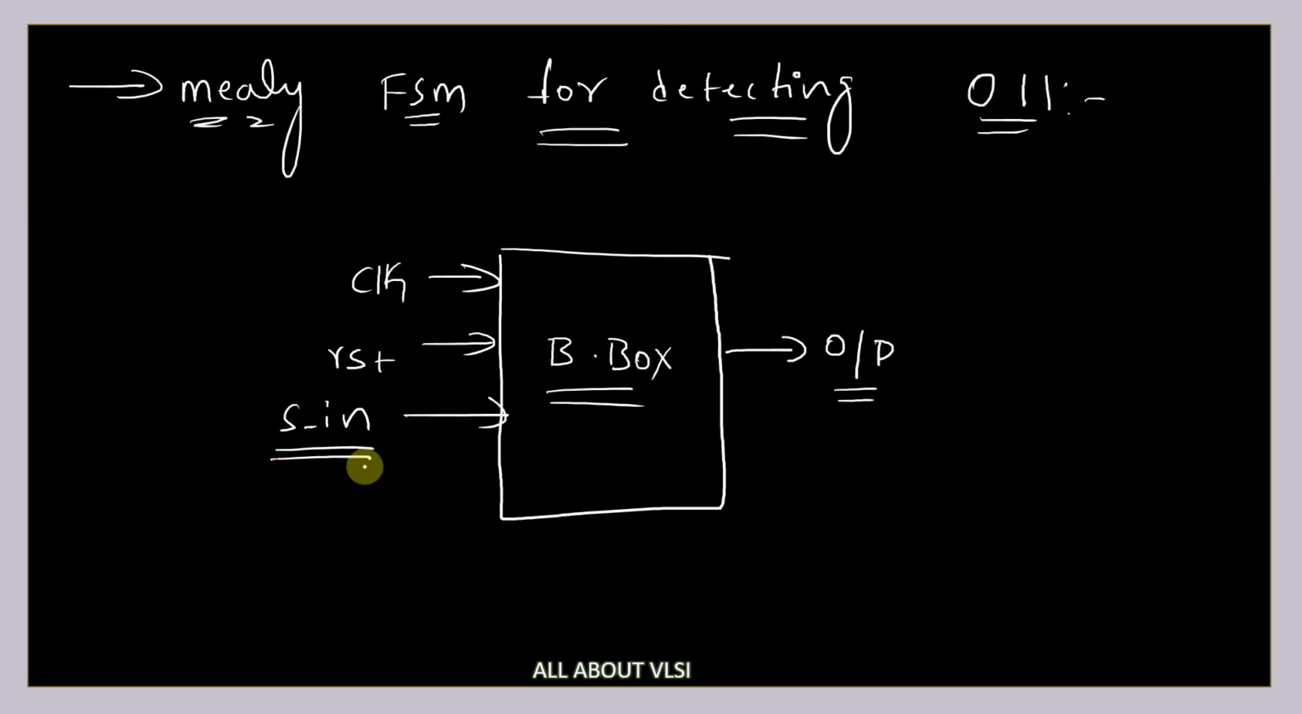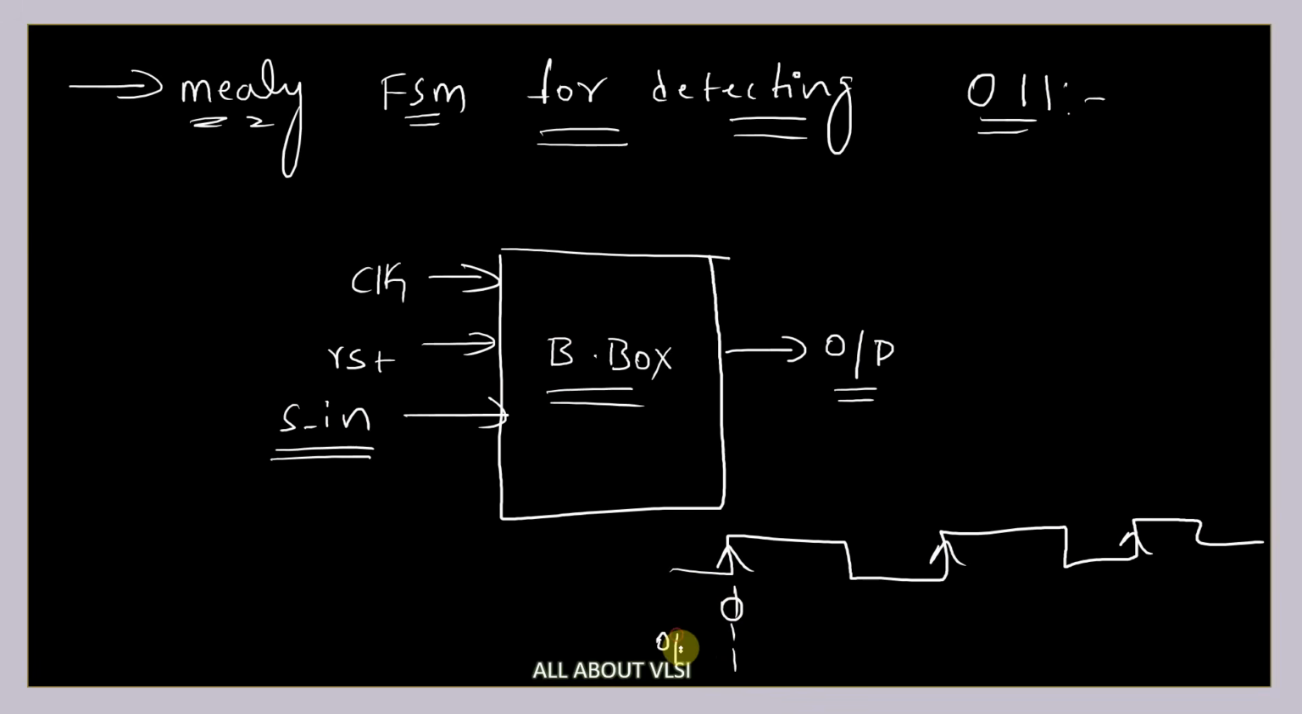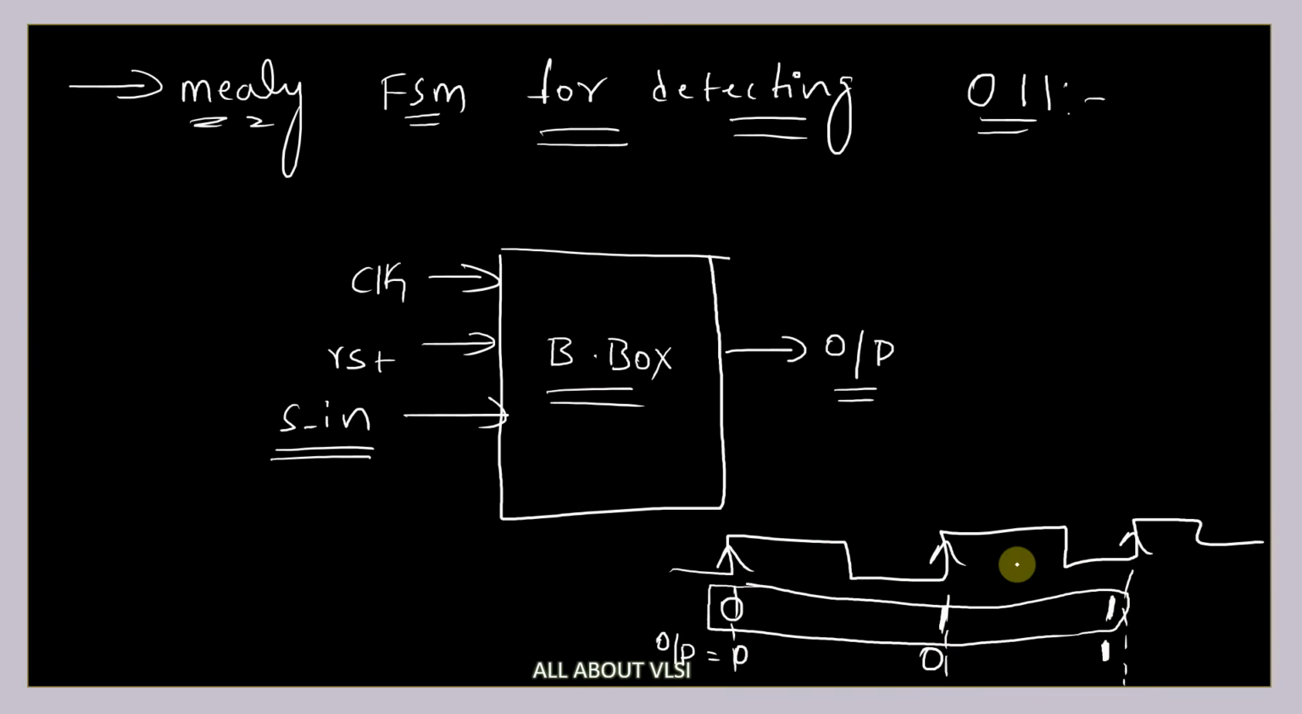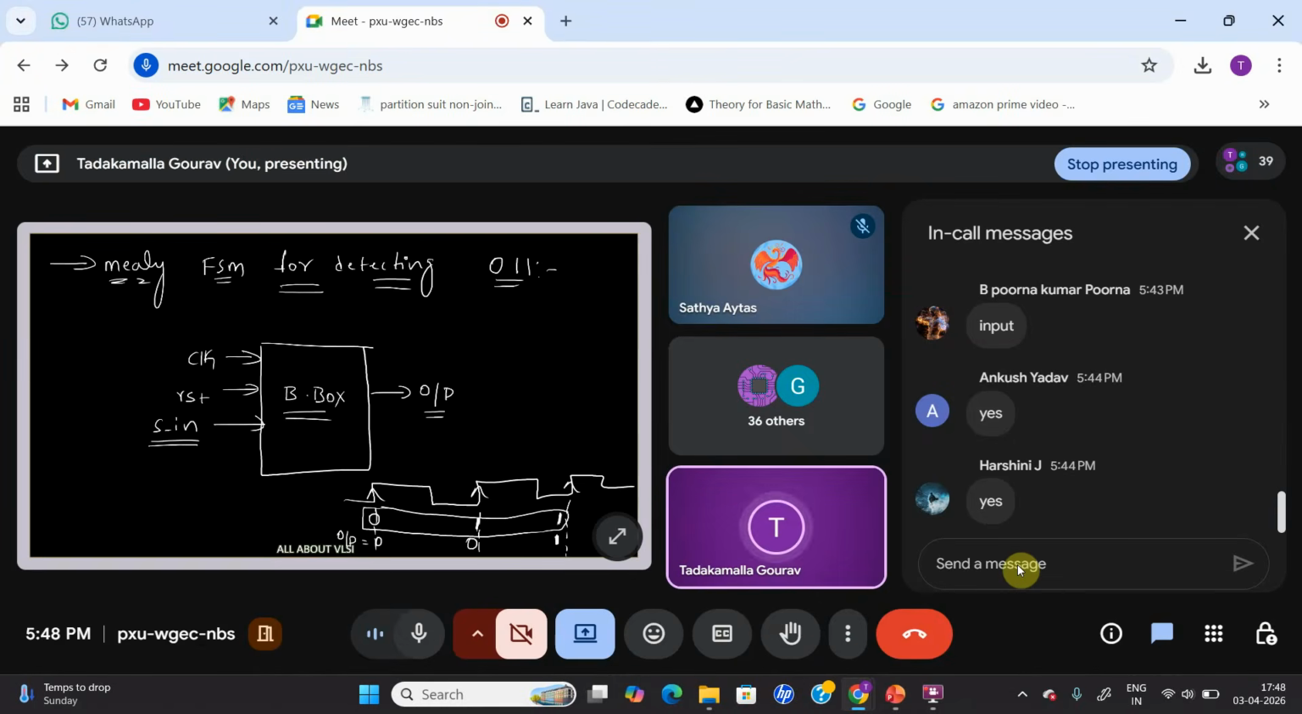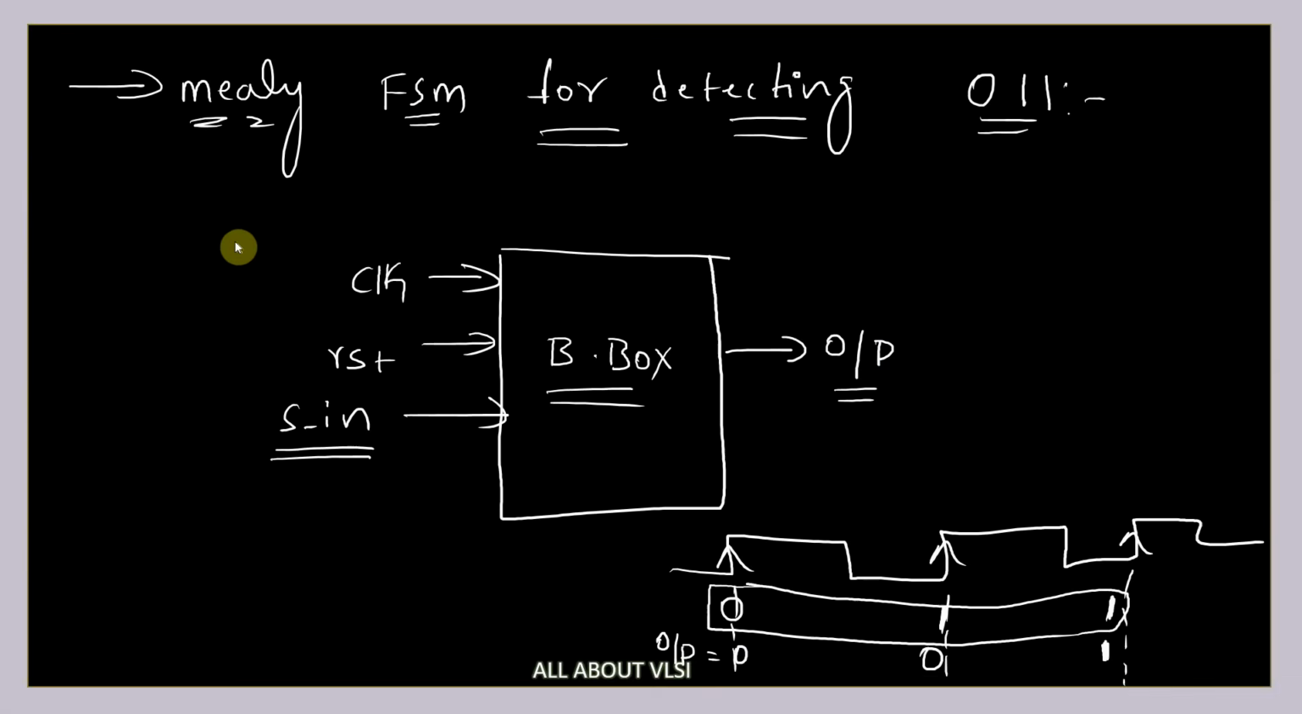For example, if you provide the serial input for every positive edge of the clock like this, suppose you provide 0, your output will still be 0 only. And if you provide the next 1, then the output will still be 0 only. And next, if you provide another 1, your output should become 1. This is how your black box is going to work. If you have the sequence 0, 1, 1 as your input, then your output will become 1 when you have provided the last input equal to 1. So this we need to design using our FSM. Let us see how to design it using our Mealy FSM.